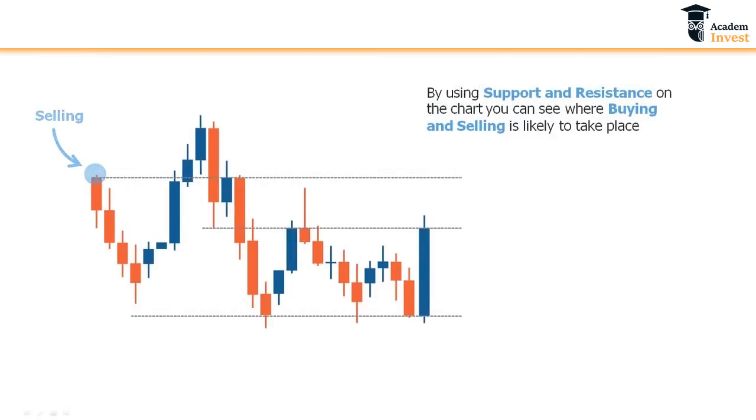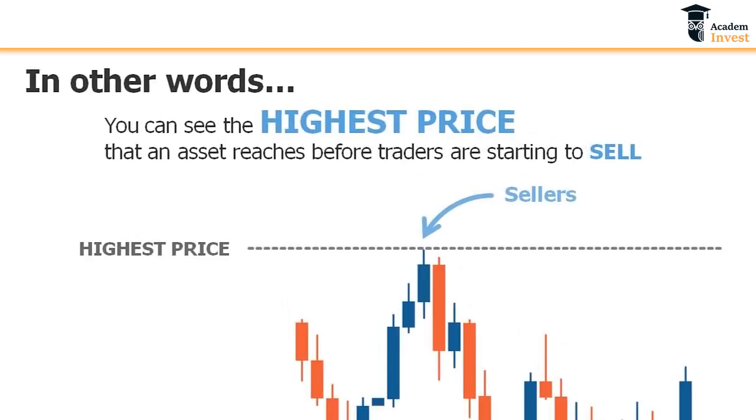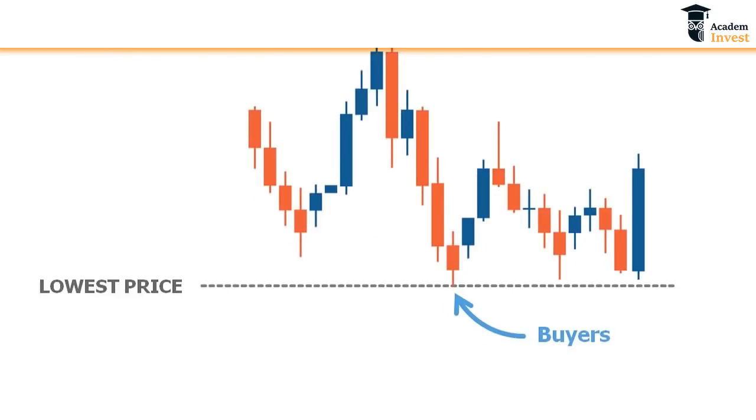Support and resistance can show where buying and selling has previously taken place, and can therefore show where buying and selling is likely to take place in the future. In other words, by looking at resistance, you can see the highest price that an asset reaches before traders come in and start selling the asset. And the lowest price that an asset reaches before the traders come in and start buying.